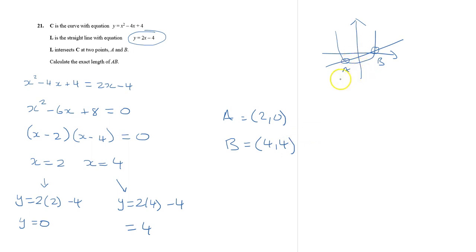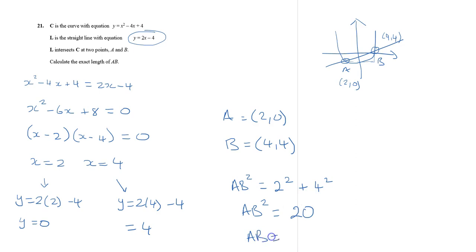Now, if I label it on this diagram here, which is obviously not accurate, but gives you the idea, so 2, 0, and 4, 4, we can work out the length of the line by finding the difference in their x values and the difference in their y values, and that will give us the lengths of these two sides, and then we can apply Pythagoras. So the difference in x is 2, and the difference in y is 4. So AB squared would be 4 minus 2, so 2 squared, plus 4 minus 0 is 4 squared. So AB squared is equal to 4 plus 16, which is 20.